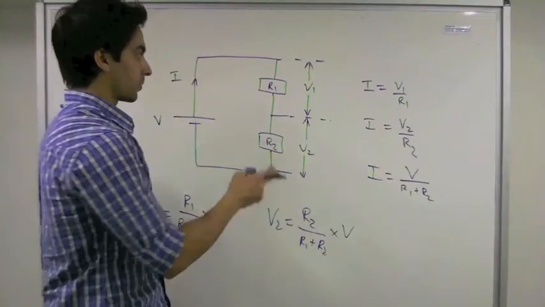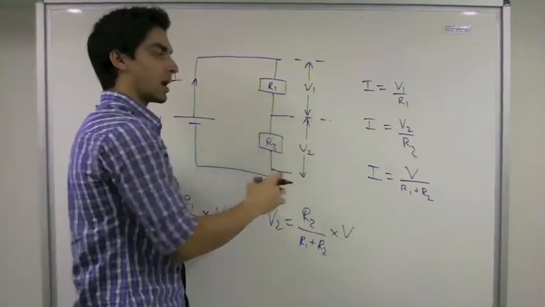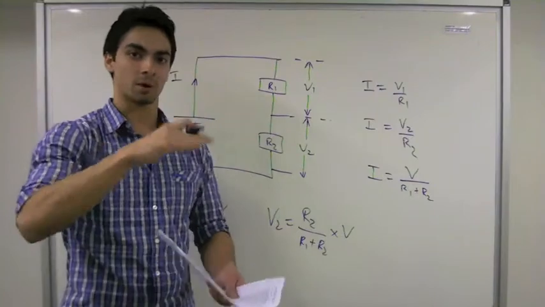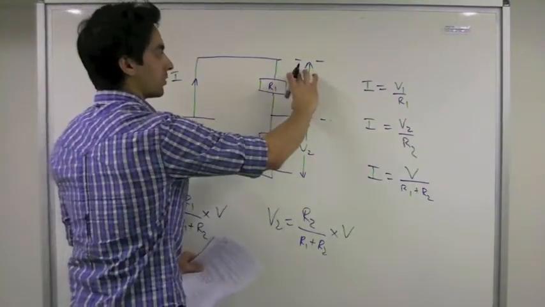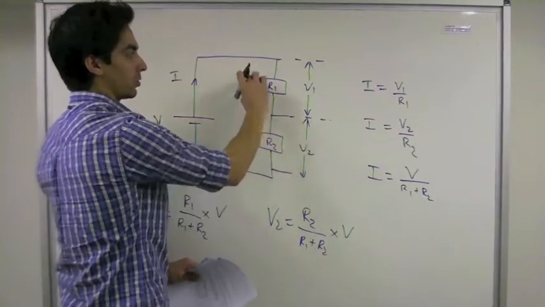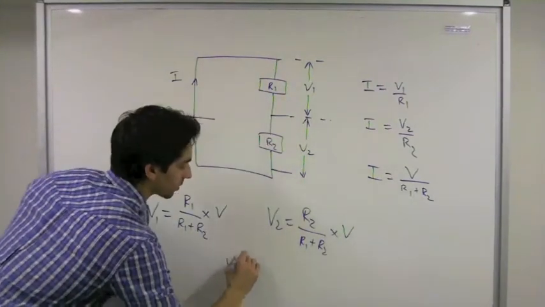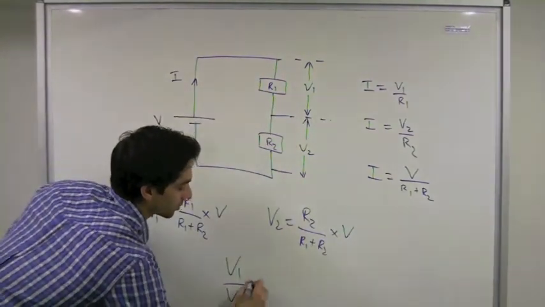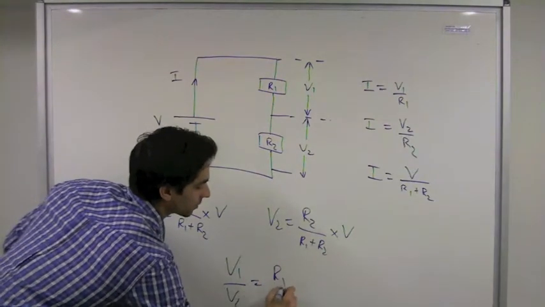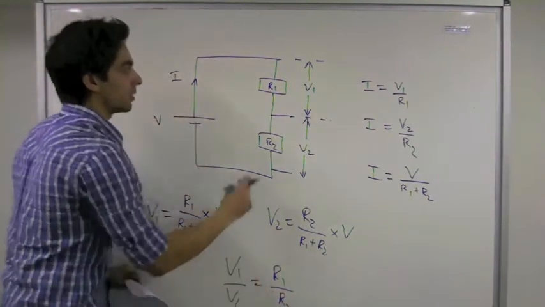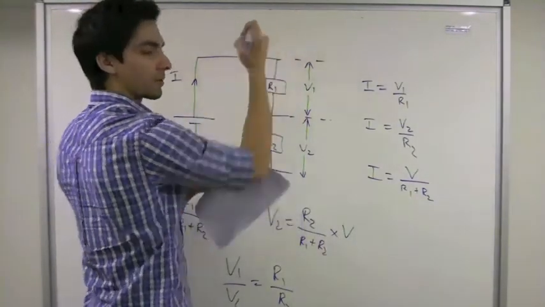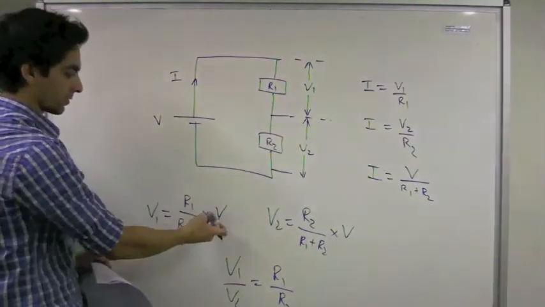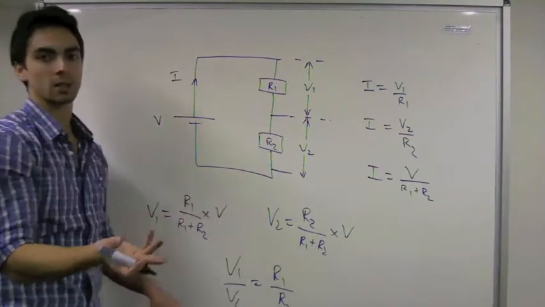Simply speaking, the voltages here are going to be divided in the same proportion as the resistances here. So V1 over V2 would be equal to R1 over R2. And V1 over V would be equal to R1 over R1 plus R2.